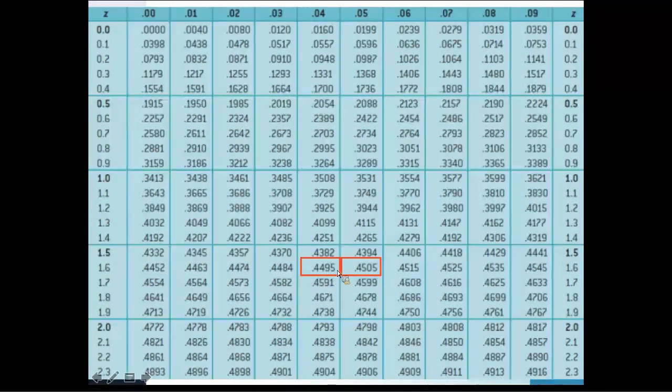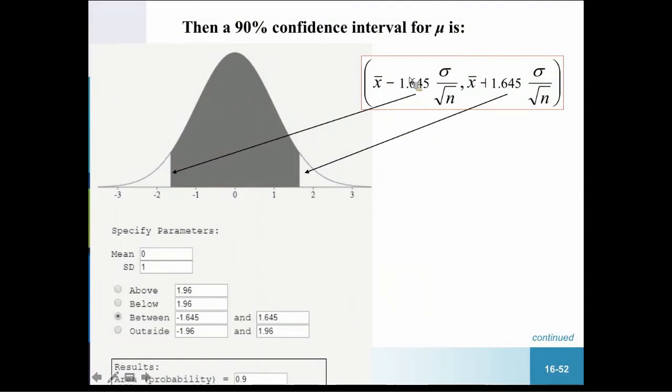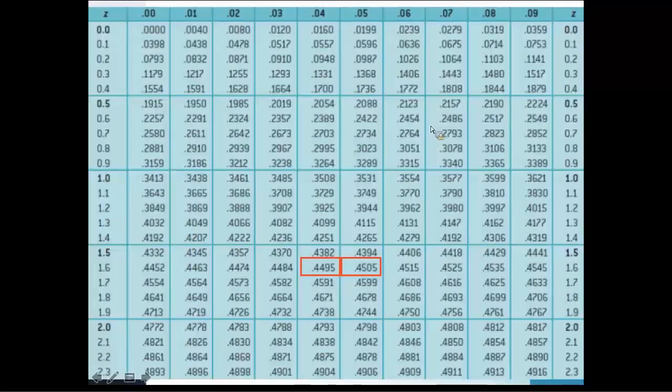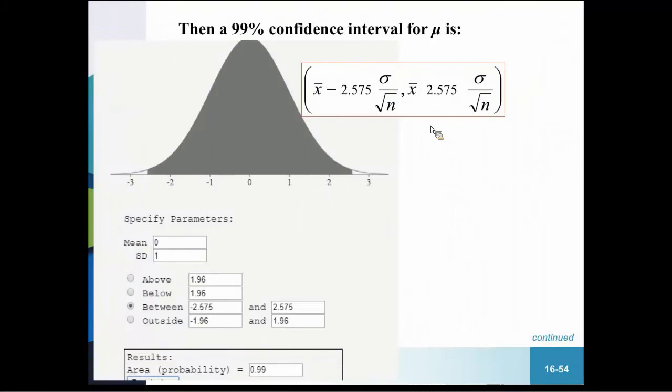So again, an area of 0.45. This time it's bang in the middle: 0.4495, and there is just 0.0005 below 0.45, and 0.4505 is 0.0005 above 0.45. So this time I can legitimately split the difference between these and say the z-score is 1.645. 1.645, right in the middle. And that's where we found the z-score for 90%.